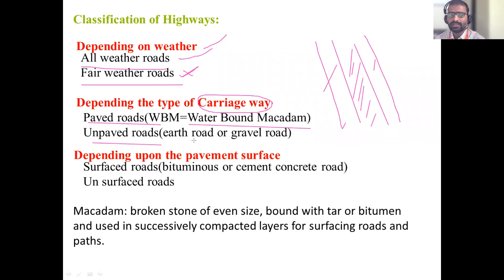If there is no pavement, then it is called an earthen road, or it is called a gravel road. What is this gravel? Gravel is a kind of soil which is laid over the natural ground. That is called an unpaved road. So where there is no pavement on a road, that is called unpaved. Where there is pavement, that is called paved roads.